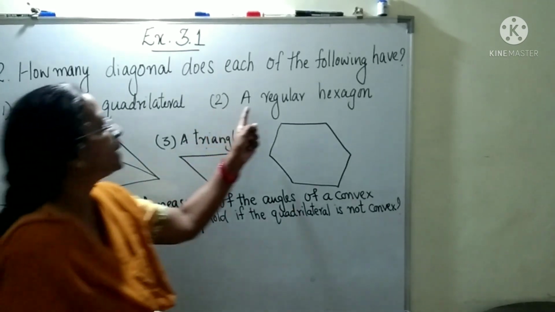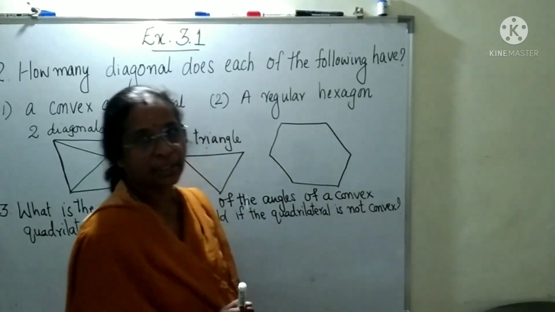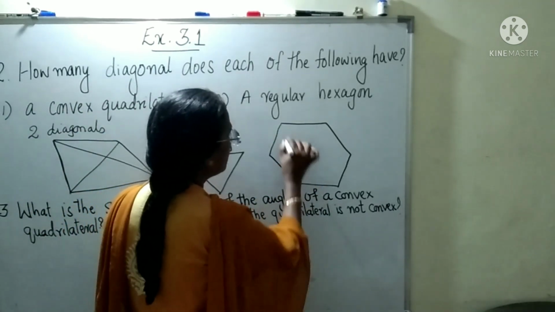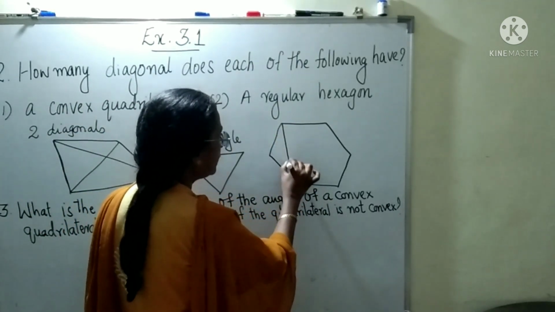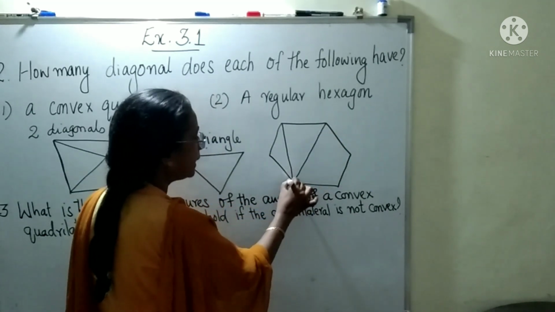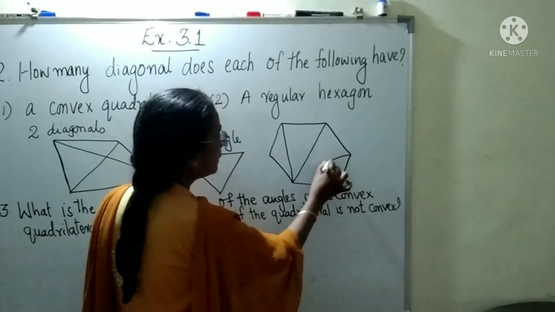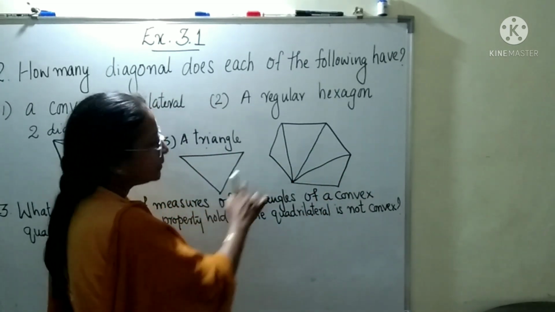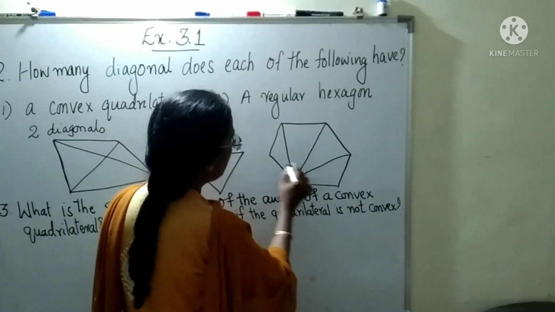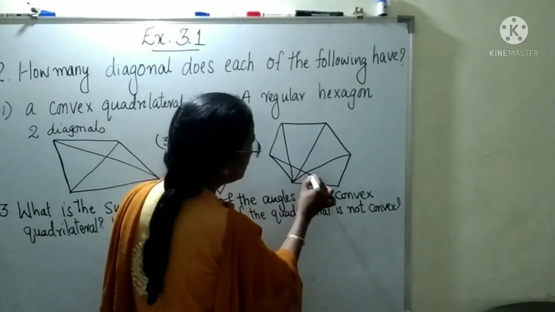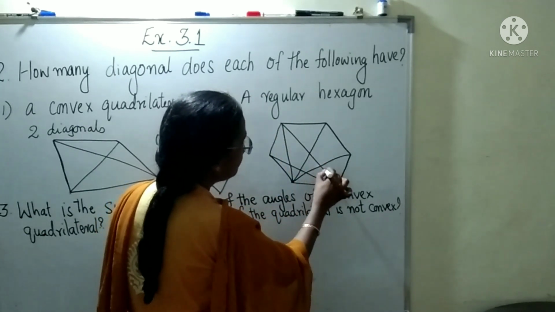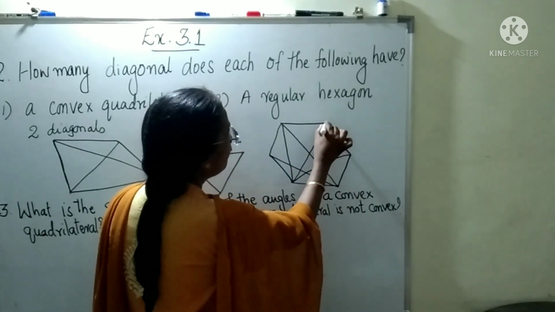Now the second one is a regular hexagon. For this let us see from each point we will see. So here is one diagonal, second, third. So from this point we can draw 3. Now let us see from here 4, 5, 6.